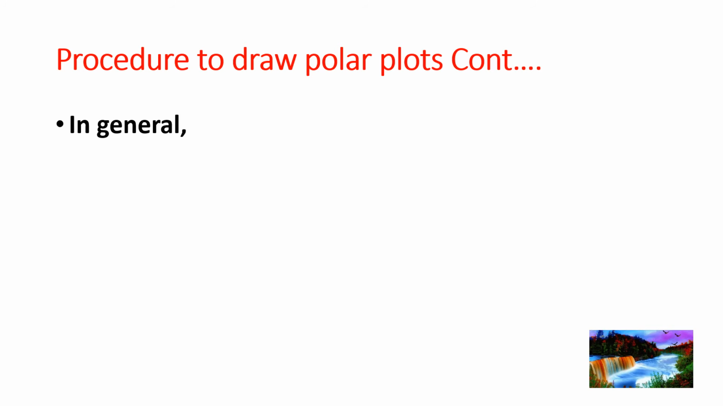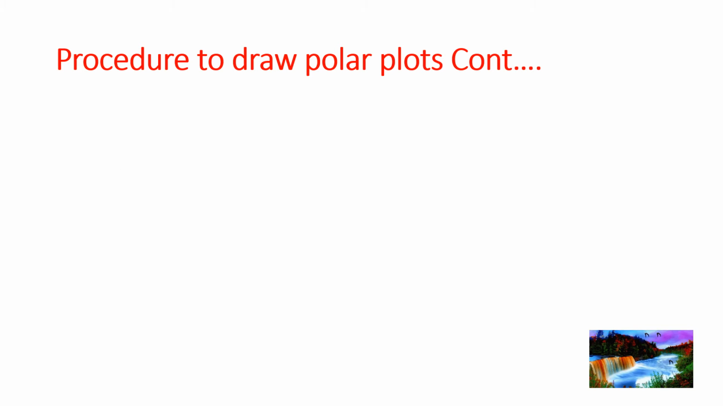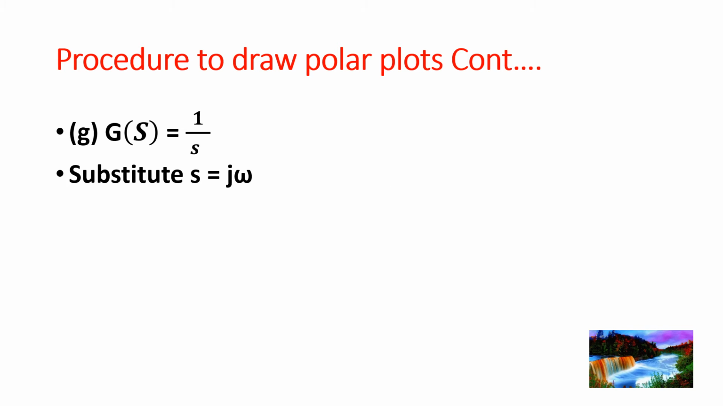In general, if G(s) is equal to s power n, then magnitude M is equal to magnitude of G(jω), that is equal to ω power n. Phase angle φ is equal to 90 degree into n. G(s) is equal to 1 by s. Substitute s is equal to jω.